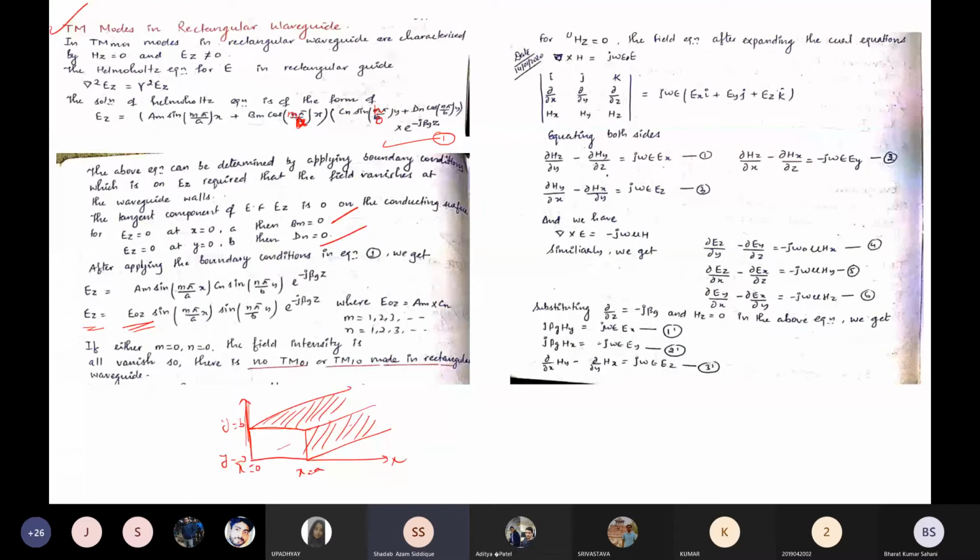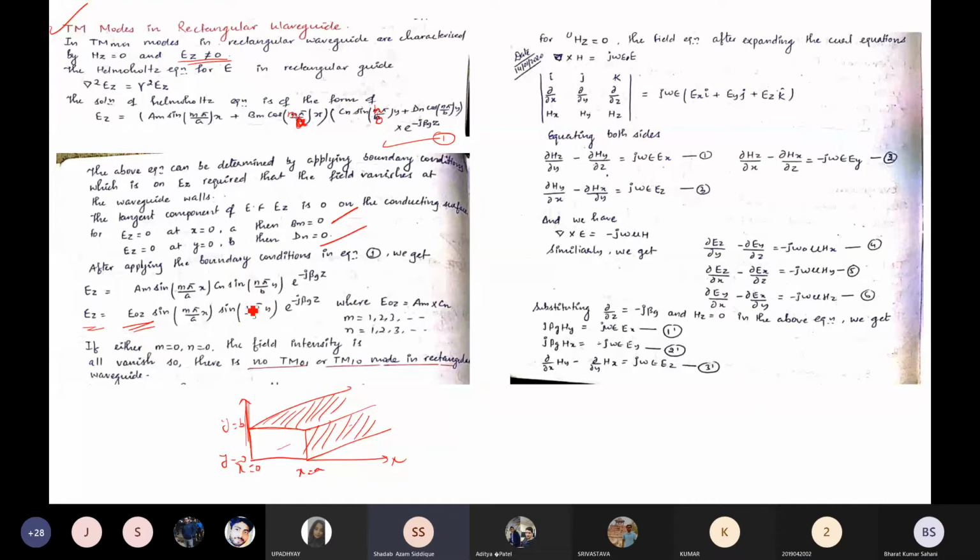But mathematically you can check here. Ez is equal to E naught z sin(m pi by a into x) sin(n pi by b into y). If you take m equal to 0, the sine component will be 0, so the whole term will be 0. But Ez should not be equal to 0; initially you have written Ez should not be equal to 0. That means your wave will not propagate at all. The energy transmission will not take place, and no field will be there to carry the energy from one point to another. So m will not be equal to 0.